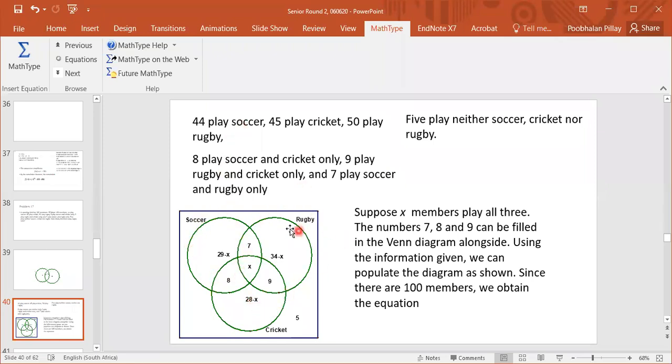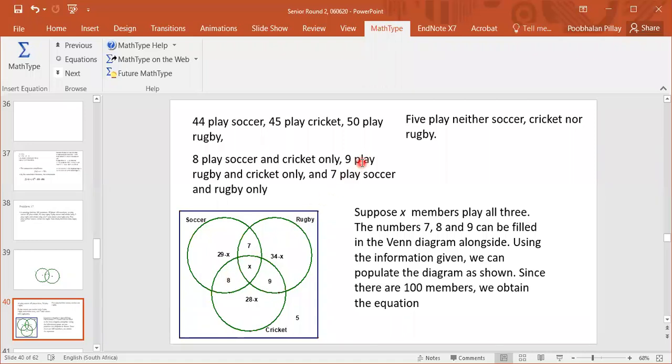And all these guys here, they all add up to rugby, which is 50. And all these, they add up to 45, they play cricket. Okay, now we take the information. They say 8 play soccer and cricket only. So you got soccer and cricket, and 8 falls inside here because they play soccer and cricket only. They don't play rugby. So therefore, I got an 8 here.